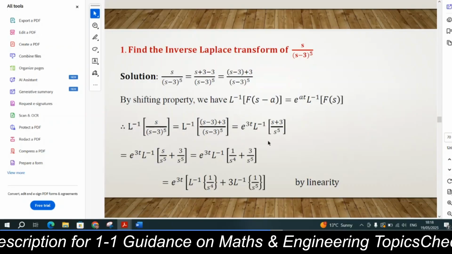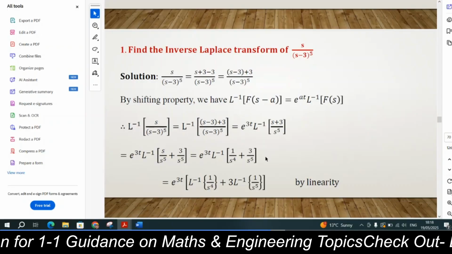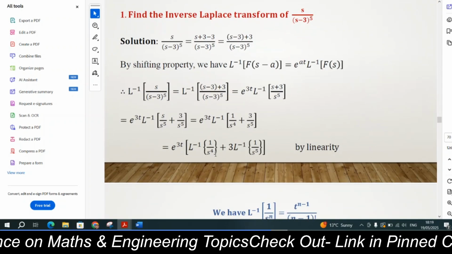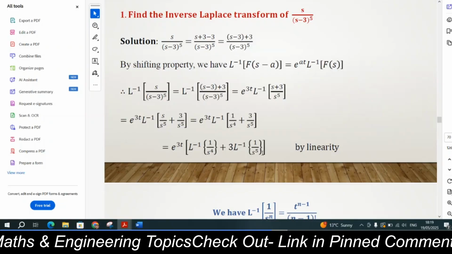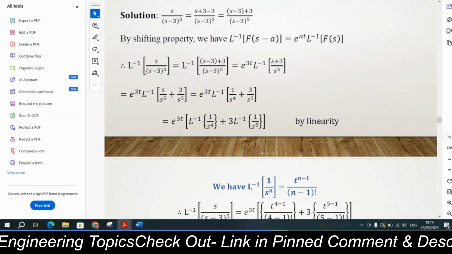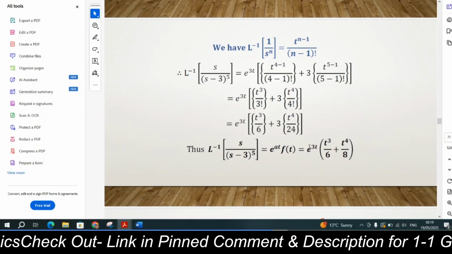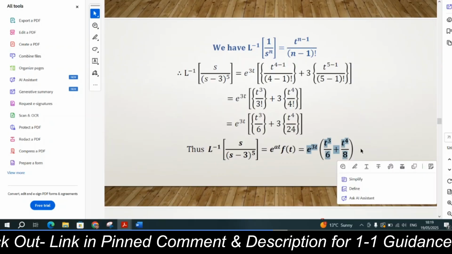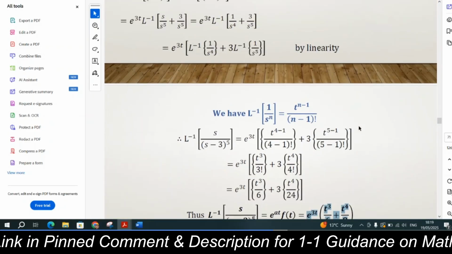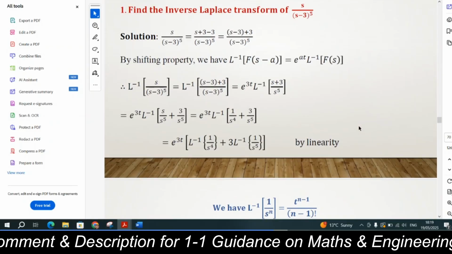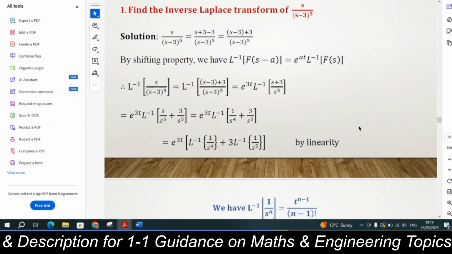Since you have written it as a function of s minus 3, you will multiply it by e raised to 3t. Okay, and s minus 3 will be replaced by s. So it becomes s plus 3 upon s raised to 5. And e raised to 3t into s upon s raised to 5 will be written separately, and 3 upon s raised to 5 will be written separately. The inverse Laplace transforms will be done. And 1 upon s raised to 4 becomes t cubed upon 3 factorial, and 1 upon s raised to 5 becomes t raised to 4 upon 4 factorial. And therefore, you get this as your final answer.